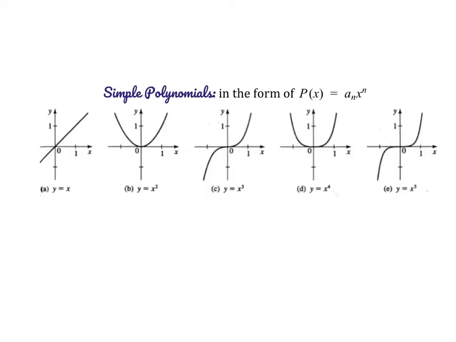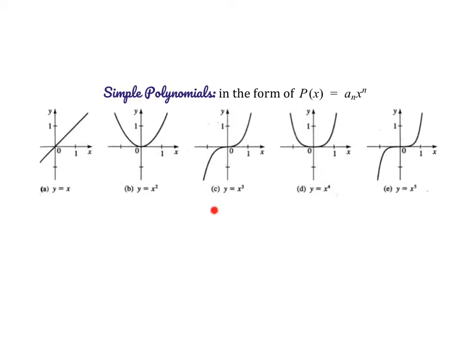So we're going to start off by looking at some graphs of simple polynomials. So those are polynomials that are in the form of a times x to the power of n. So just a single term. So here we have y equals x. So this is just a linear function. We know that makes just a straight line. Here we have y equals x squared, which is a quadratic function. So we know that makes a parabola. So these two you should already know.